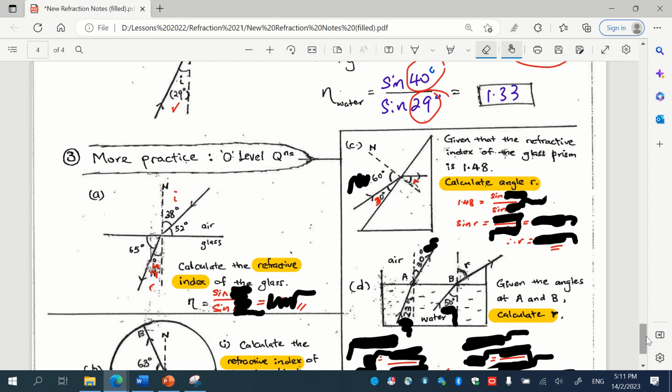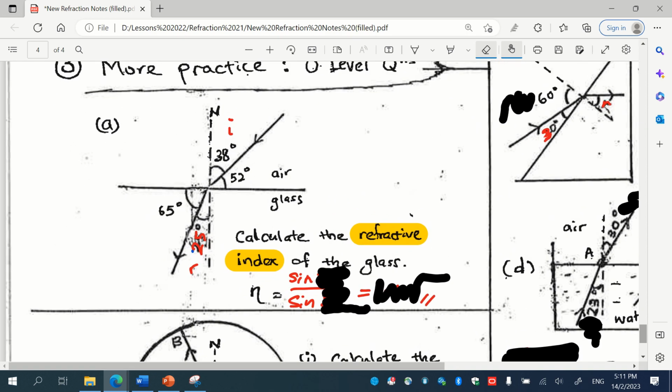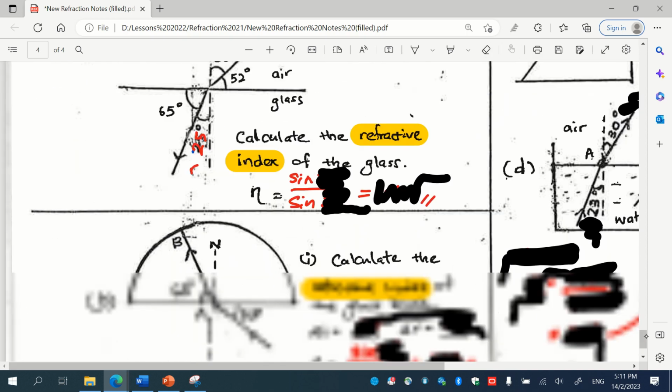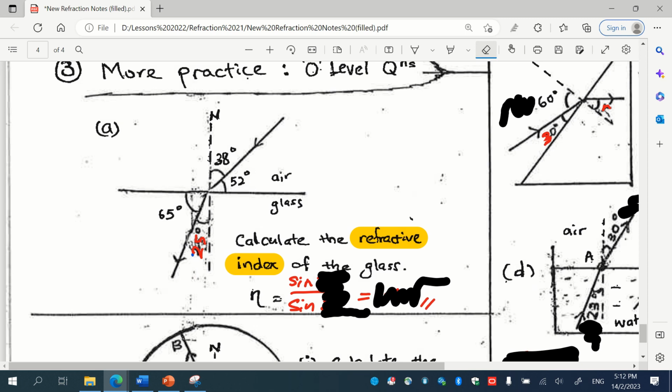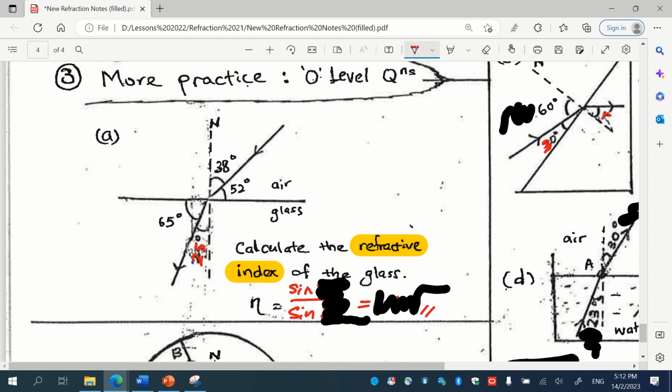Let's look at this A. Let me enlarge. First of all, please check that this angle is very clear to you. This angle below here is 25 degree. 25 plus 65 is 90, okay? The normal line is here. Now in this question, O level gives you 4 angles: 65, 25, 52, 38. Sine what over sine what? It asks you to calculate the refractive index of the glass.